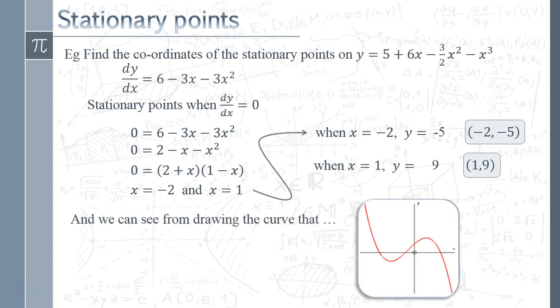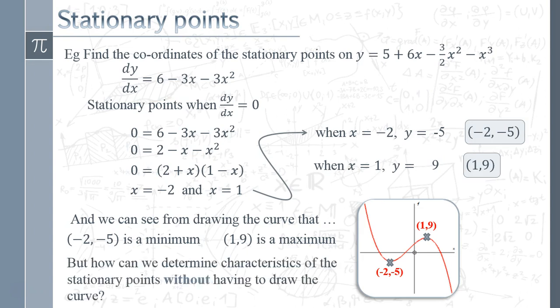Now, if we drew the curve, that's what it looks like. So those are our two stationary points, and you can see we've got (-2, -5) is a minimum, and (1, 9) is a maximum. But the key thing is, how are we going to figure out which one is a maximum and which one is a minimum without having to draw the curve? Because obviously drawing the curve is not entirely straightforward. Yes, we've got a negative cubic, but it's not immediately obvious what's going on just from the information we had previously. Obviously I did this diagram using a piece of graphing software.